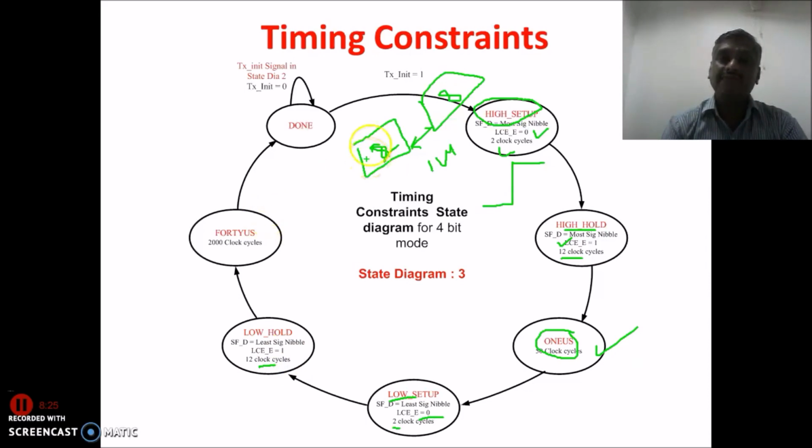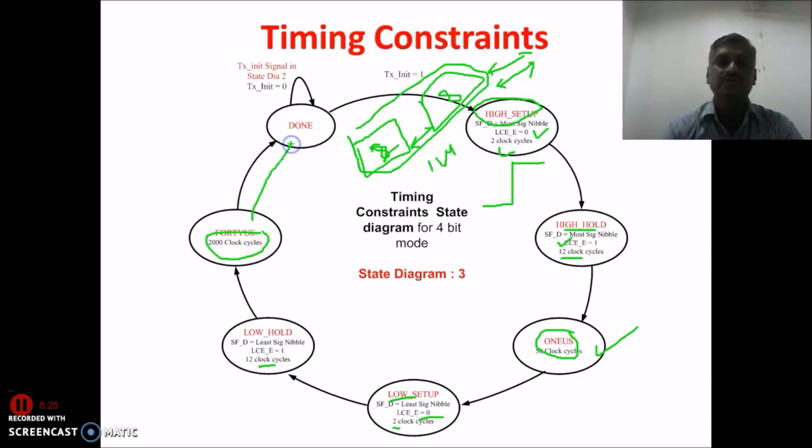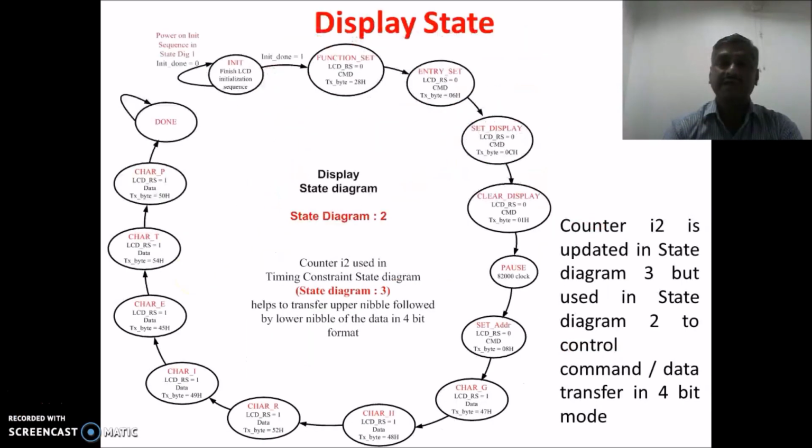And then after completion of this whole process, before transmitting the next byte, we have to wait here. That wait is 40 microseconds, which is 2000 clock cycles. We wait for the 2000 clock cycles, and then we come to the done state and remain here, because that will make the transmission initialization equal to 0. In this way I come back to the original state, and this function set command will be executed.